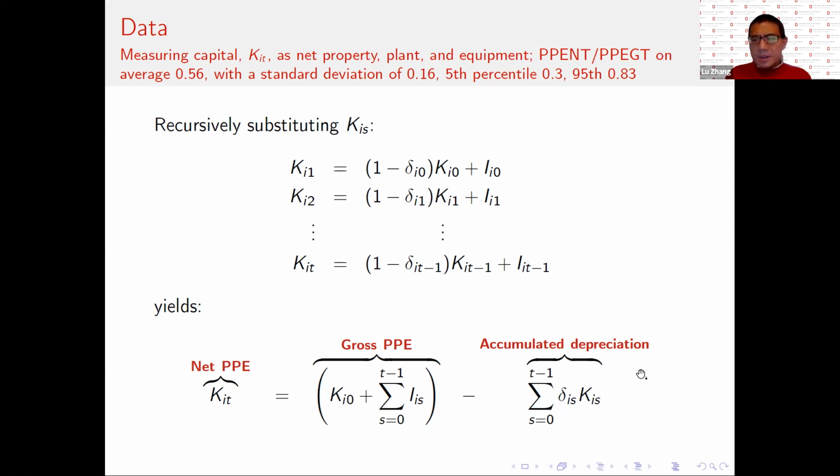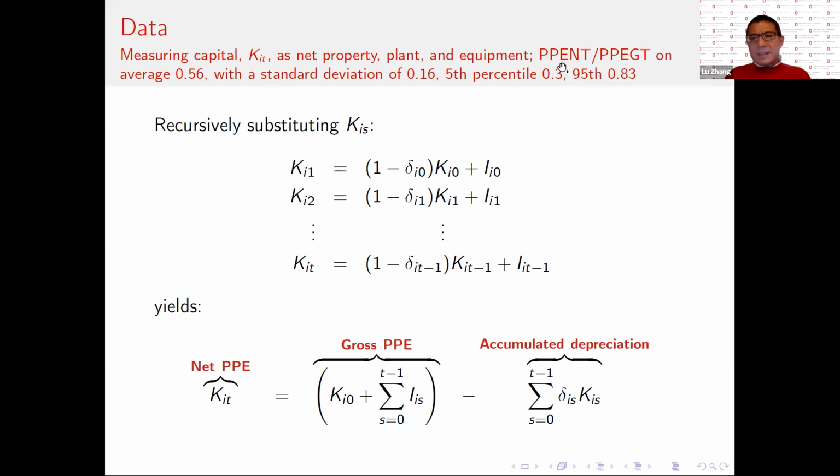And minus the cumulative accumulated depreciation. So delta times K is a flow variable within each period, and you have to aggregate them all up across the firm's existing life. That's a stock variable called accumulated depreciation. In accounting, the first term is actually gross PPE, all your accumulated past investment expenditure. Gross PPE minus accumulated depreciation is net PPE. That's why we need to use net PPE as a measure of capital.